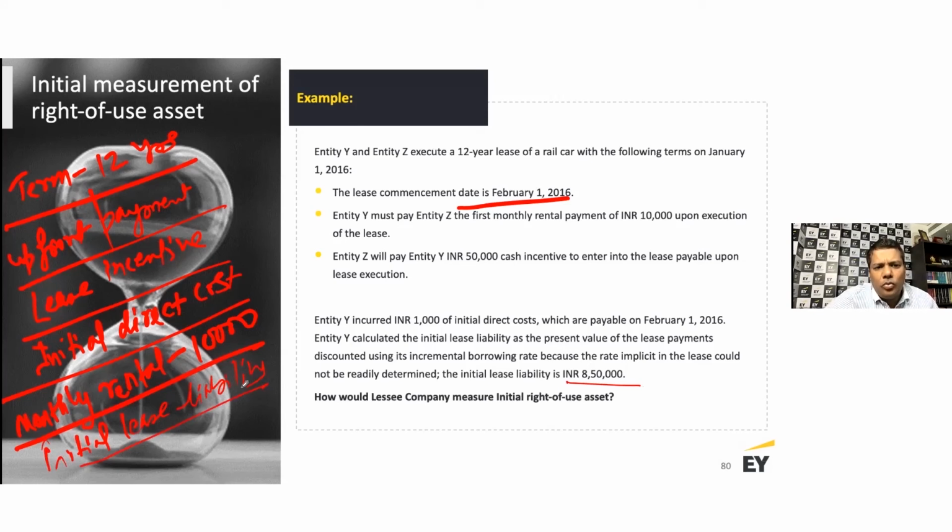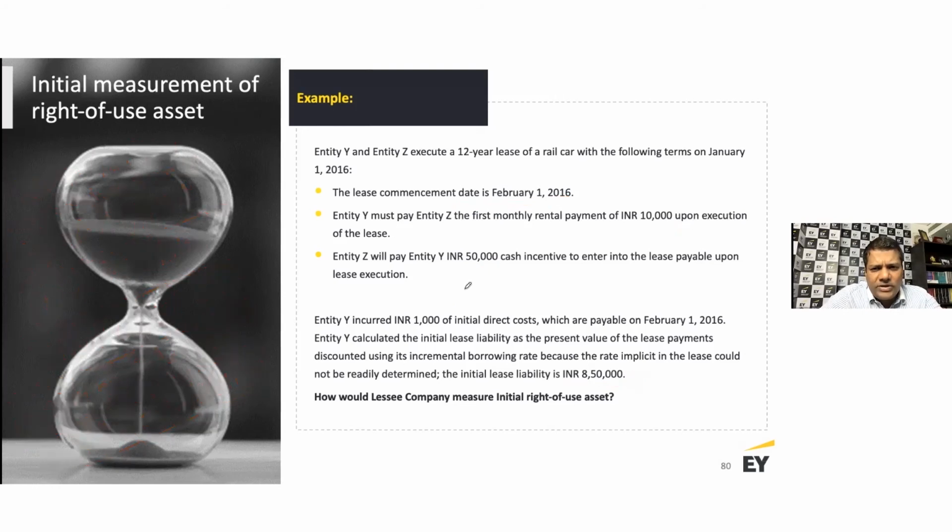Now, how would the lessee company measure the initial right of use asset? Okay, so try and understand. I know what my present value of lease liability is, then I paid this upfront, then I've received this incentive, and I've incurred this direct cost. All of that is what you remember. We need to adjust in a method to get to my right of use asset.